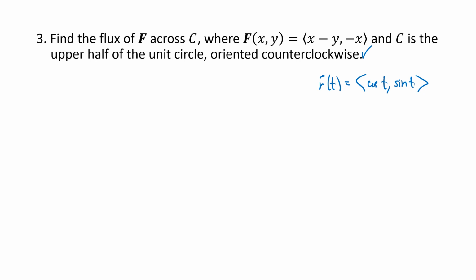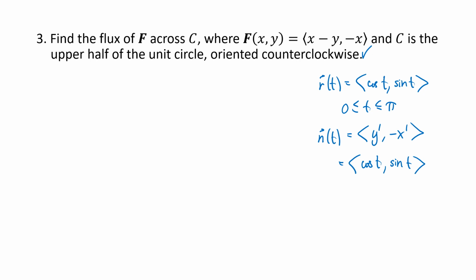And we want the upper half of that unit circle, so it's not too hard to figure out that that's going to mean that our t has to go from 0 to pi. That'll give us that upper half circle. So little n, which as usual for flux integrals, is y prime, comma, negative x prime. So that'll be the derivative of the y component. Derivative of sine of t is cosine of t. And then minus the derivative of the x component. The derivative of cosine t is minus sine t. So minus minus sine t is just sine of t.